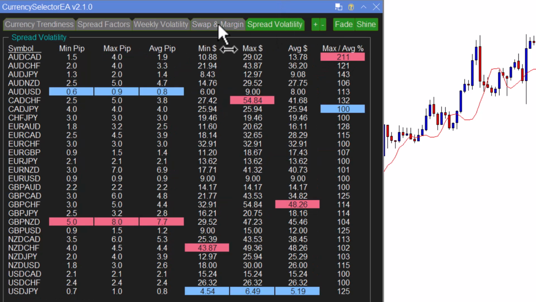And then we look at spread volatility. This one I've literally opened it up now, so it hasn't got that much information yet, but here you can see the minimum spread, the maximum spread, and then the average spread of certain currencies. And here you can see the Aussie CAD, minimum 10, maximum 30, and then the average. So it gives you a lot of information that you're actually unaware of as a trader.